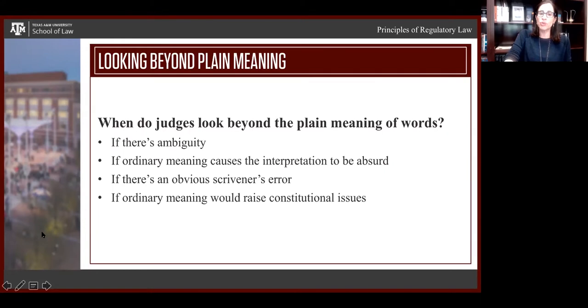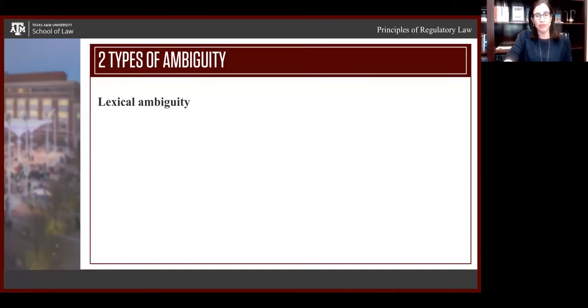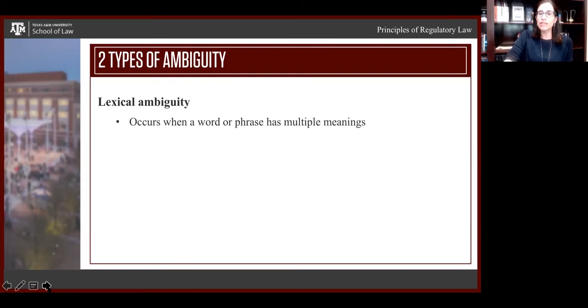And a fourth situation is where the ordinary meaning would raise some serious constitutional issues. If that's the situation, again, we could look beyond ordinary meaning. When we talk about ambiguity, which is one of the reasons to look beyond ordinary meaning, there are two kinds of ambiguity. One is lexical ambiguity, and the other structural ambiguity. So lexical ambiguity has to do with a word having multiple meanings, a word or a phrase.